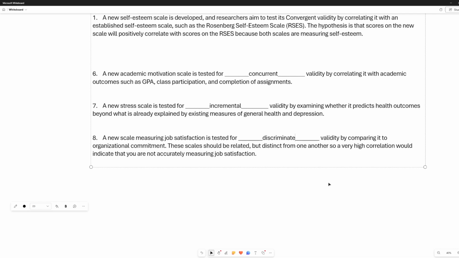So these are just a variety of ways that researchers might test for different types of validity, so that you were able to see that kind of breakout there.